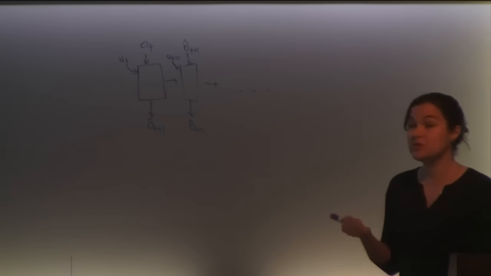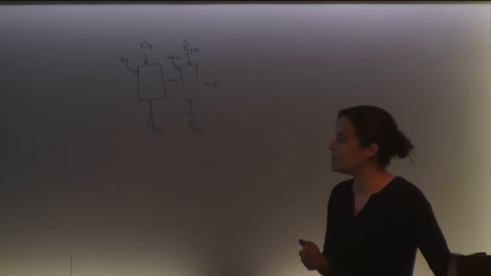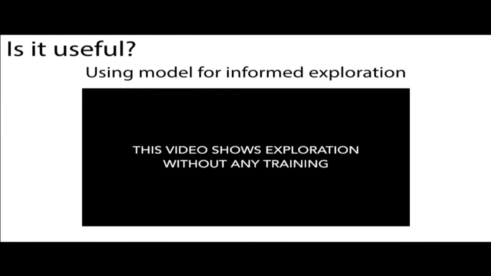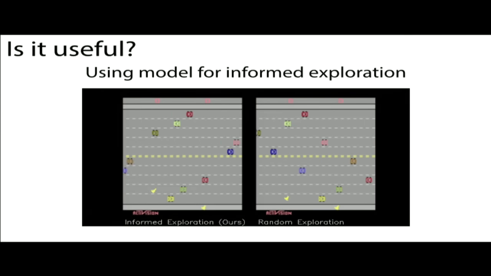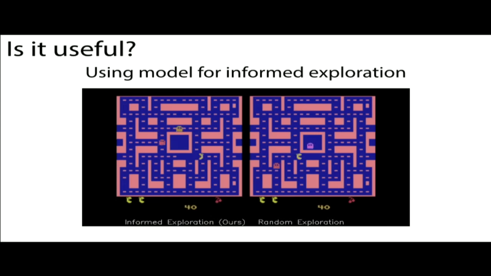OK, so can we actually use this for something? Can we use this for control? What they did is they used this model to try and inform exploration, and I'll say how they do this in a minute. They use the model to basically try and explore the environment. On the left, they show the informed exploration using the video prediction model, and on the right, they show random exploration. As you can see, the model with informed exploration is able to visit many more states and actually achieve a higher score in these cases.